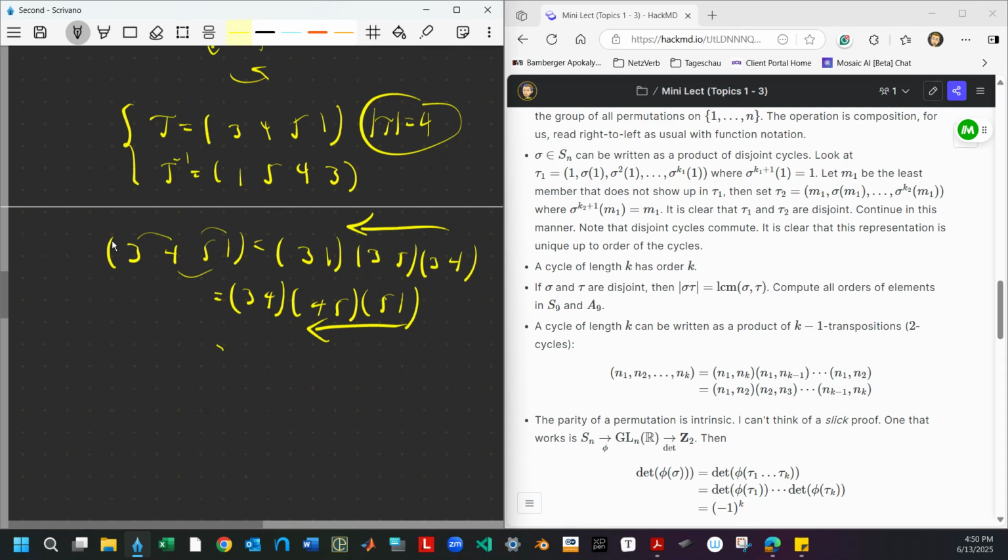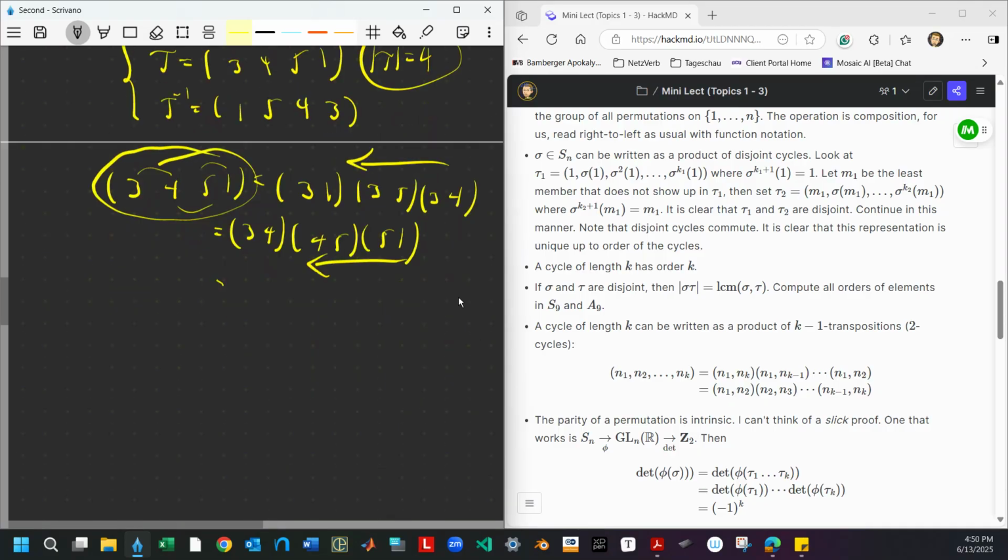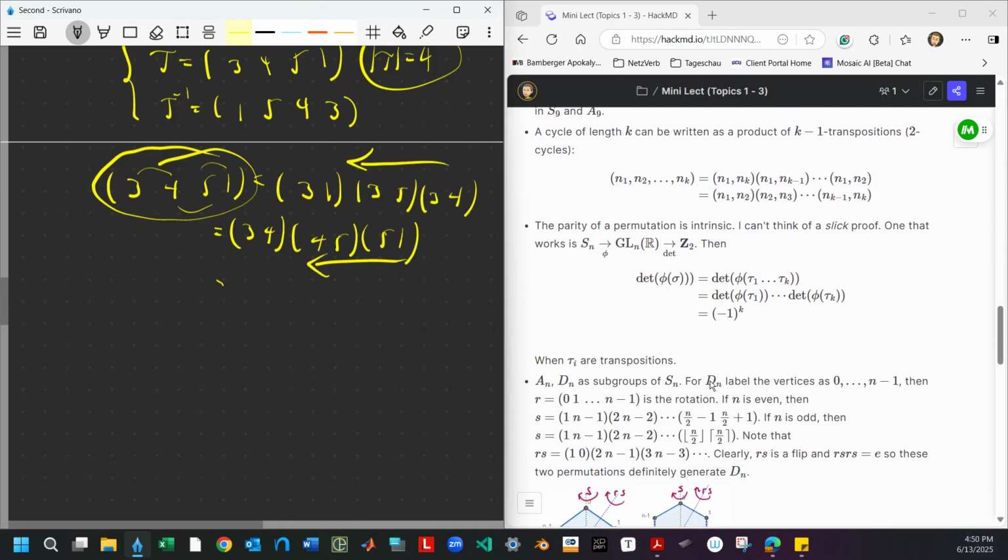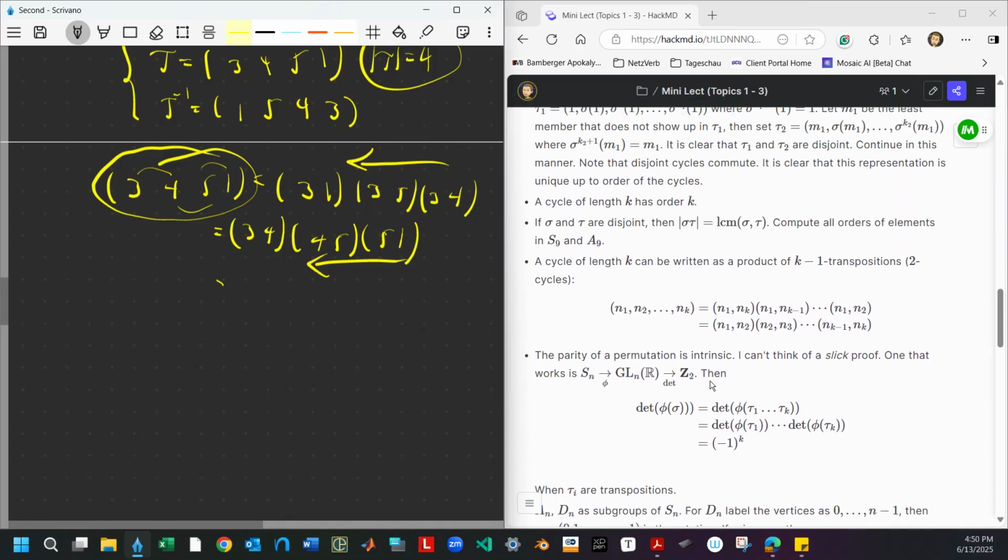So this was two ways of decomposing this length 4 cycle into a multiplication of 3 swaps, or 2-cycles. Okay, and there's an important thing here called the parity. I'm forgetting what we actually call it; I guess I'll just call it parity. We say they're either odd or even cycles, right?